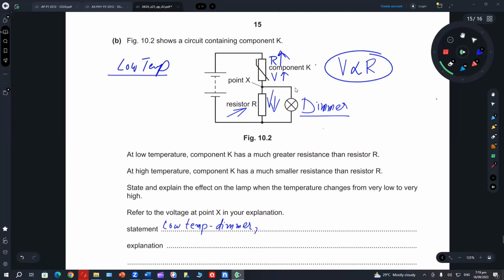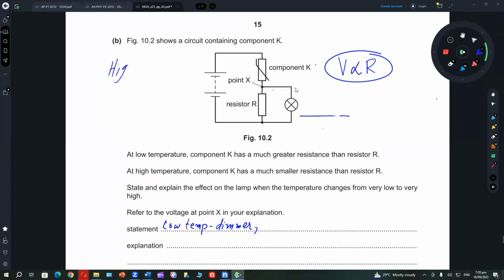Now change the situation. And now make it high temperature. He says at high temperature, resistance will decrease. Voltage and resistance are directly proportional, so voltage also decreases. Let me know what will happen to resistor R.